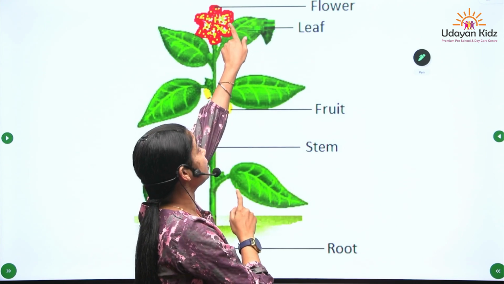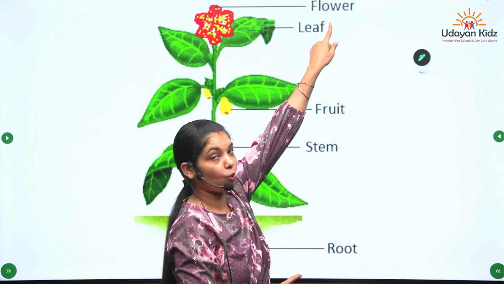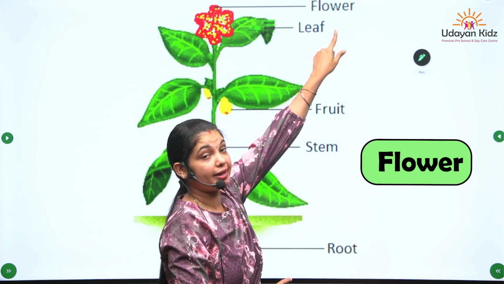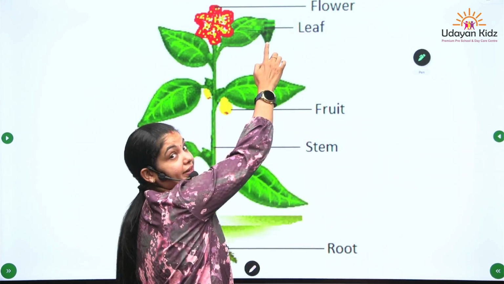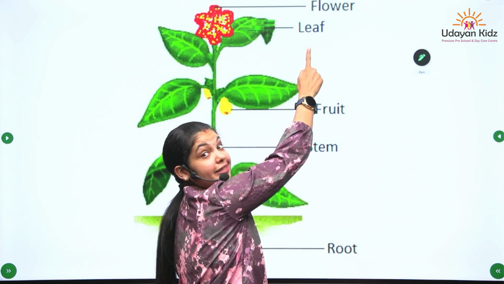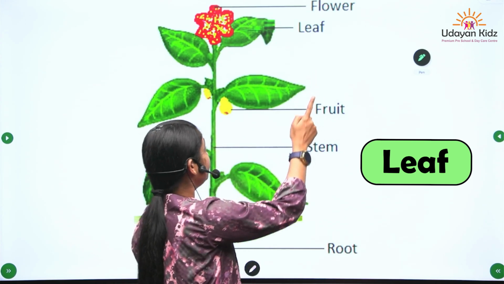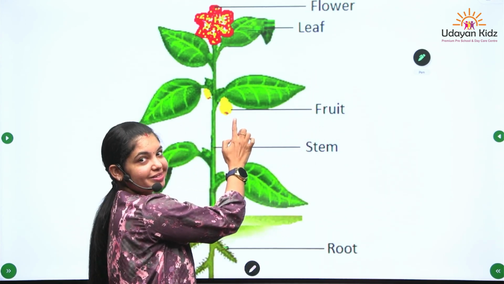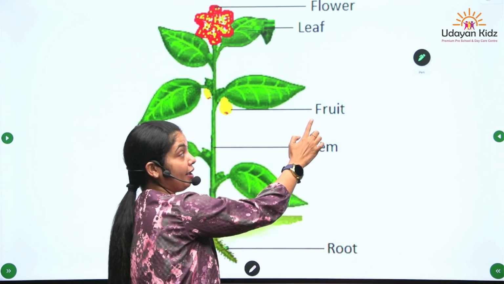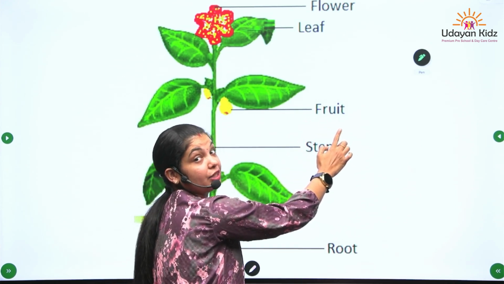What is this? Flower. F L O W E R. Flower. And tell me, what is this? Leaf. L E A F. Leaf. What is this? Yeah, this is a fruit. F R U I T. Fruit.